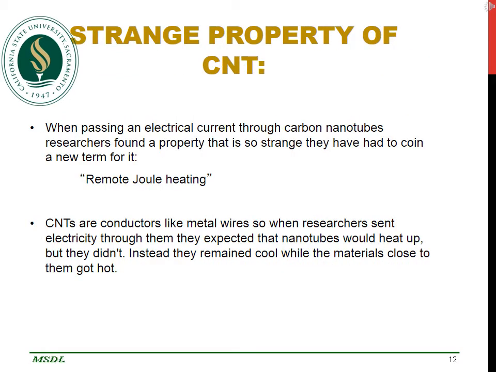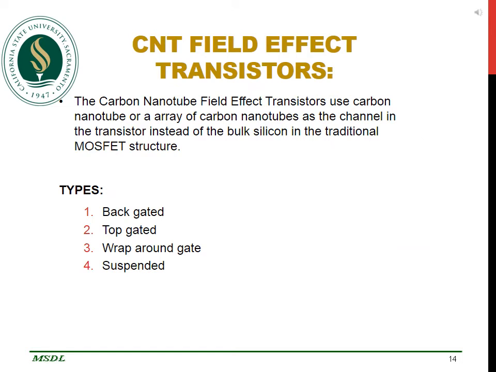There is a property that is so strange and interesting about CNT. While passing an electrical current through the carbon nanotube, the researchers found a property so strange that they had to coin a new name for it. It was called remote joule heating. The CNTs are conductors like metal wires, so when current passed through them, researchers expected that they would heat up. But instead, they remained cool and the materials around them got heated up. That strange property of CNT is what made the researchers think that it could be used in transistors.